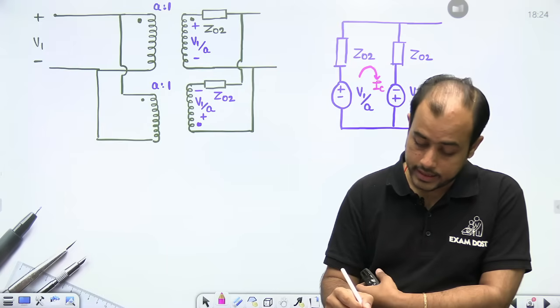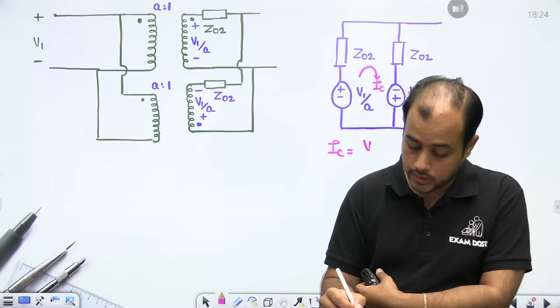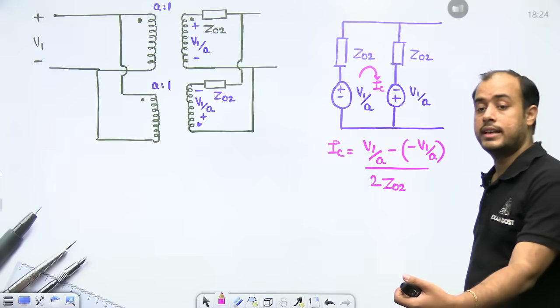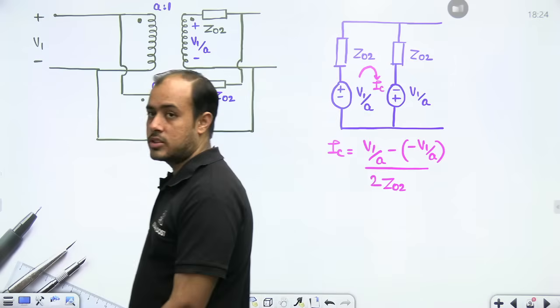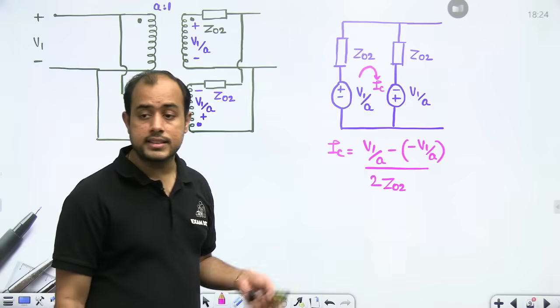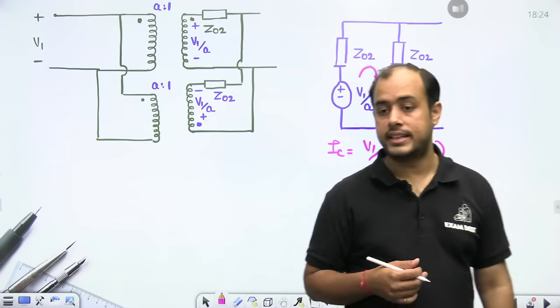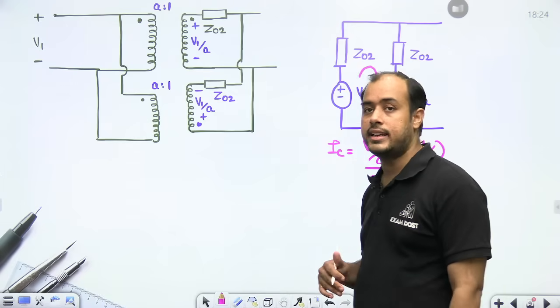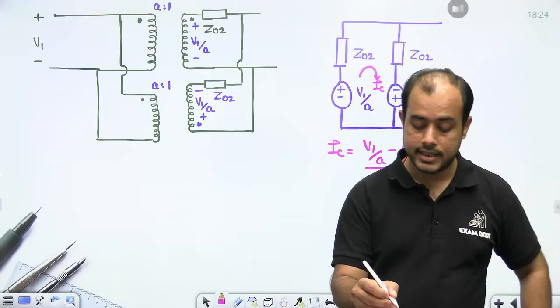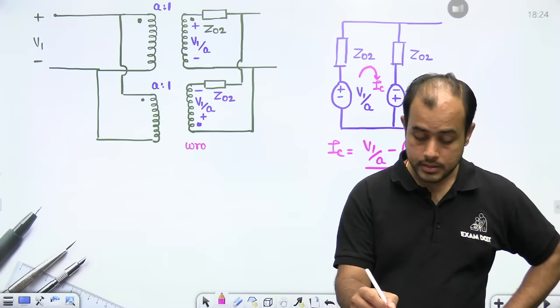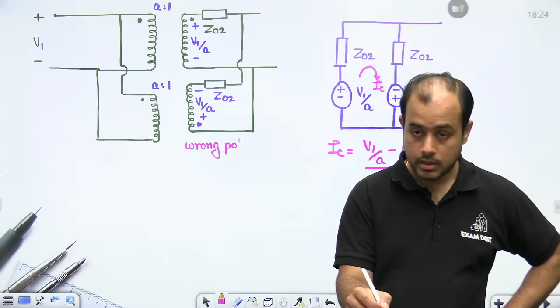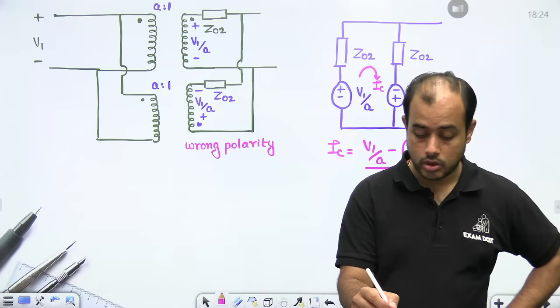This current is the circulating current, which is V1 by A minus V1 by A divided by the total impedance Z02. So this is your circulating current. So in order to avoid the circulating current, both voltages must be the same and they must have the same polarity. Understood, beta? Wrong polarity connection on secondary.